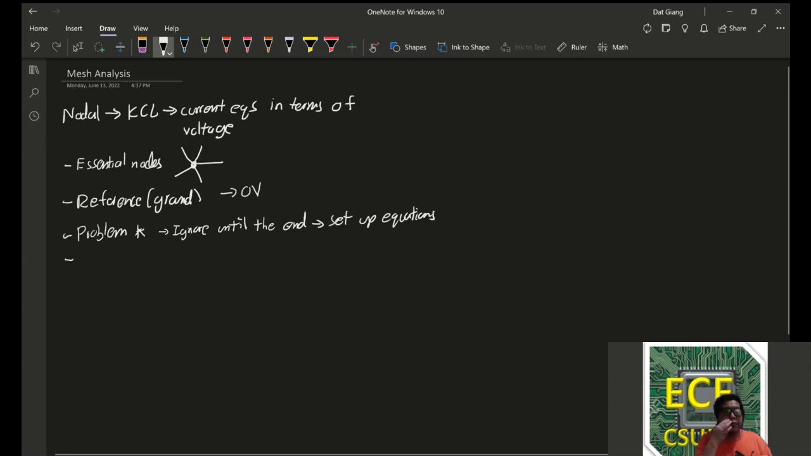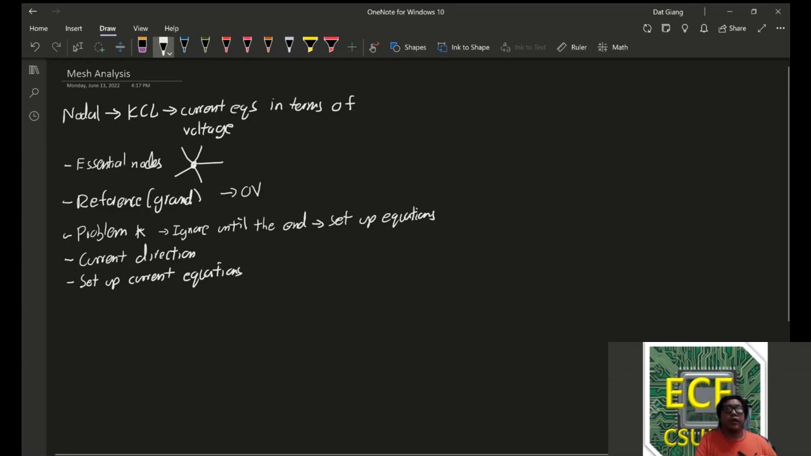Then, from here, you also have the current directions. Sometimes the book may assign current directions to you. You can't change that. But if it's not touched on, you assign the current direction. Then lastly, you'll set up current equations. And that was okay for the most part.